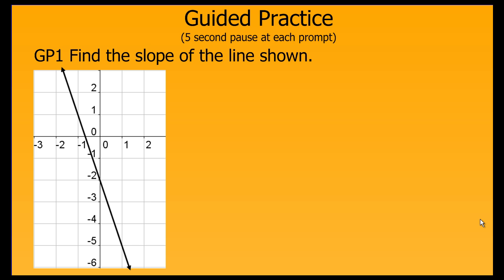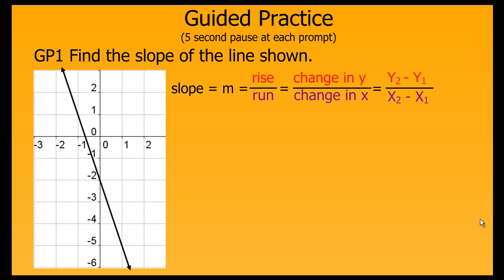So, for this problem, our first question is, what are we trying to do here? What we're trying to do is figure out the slope from the graph of this line. Your next question is, how do we do that? First, we need to think about what slope means. It's our rise over run, or our change in y over our change in x. Now what?